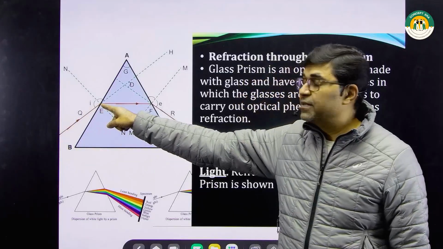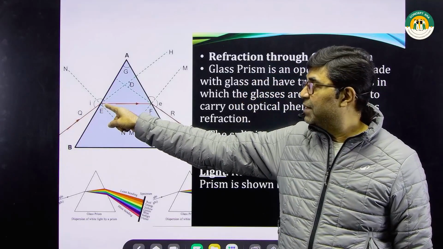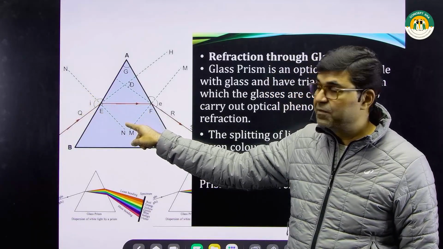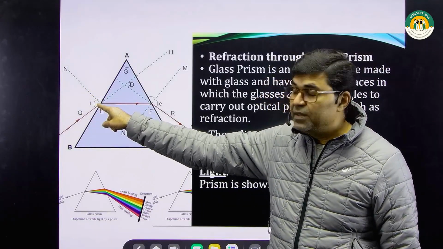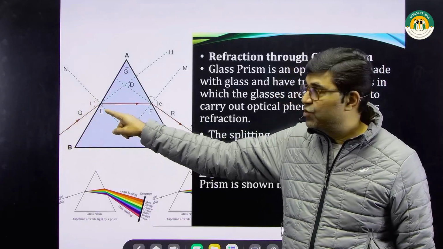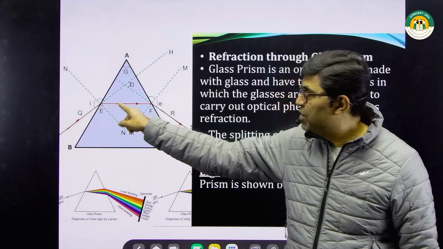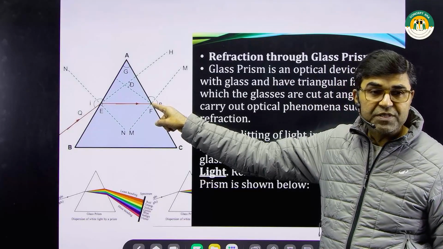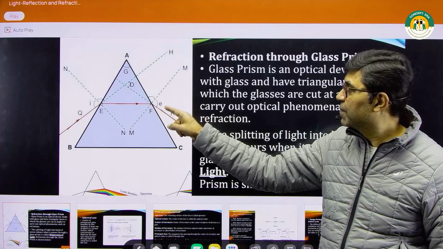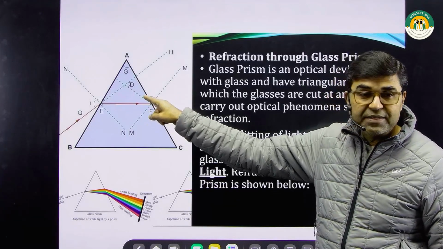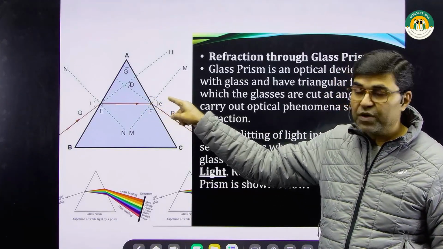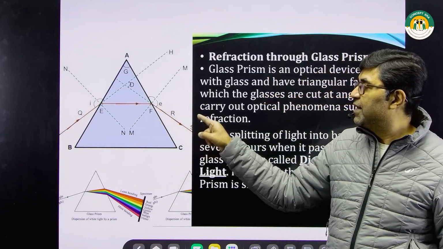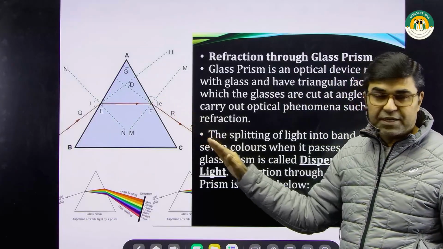Incident ray strikes the surface at the point of incidence. Perpendicular to this surface, a normal is drawn. So, light is entering from air into glass, so it will bend towards the normal. Now, light goes to the other surface. Again, at this point of incidence, a normal is drawn. And whenever light is entering from glass to air, it will move away from the normal. So, after suffering refraction two times, this ray of light emerges in this direction.